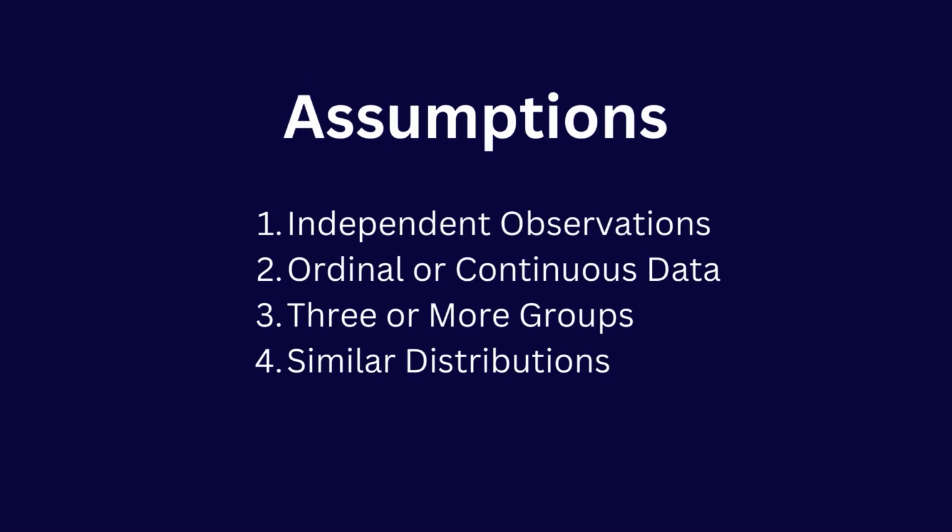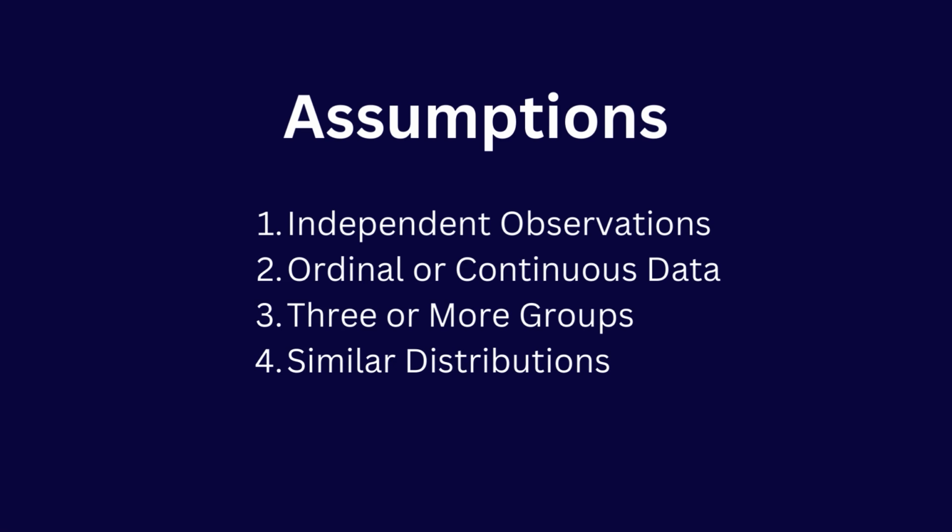These are the assumptions for the Kruskal-Wallis test. First assumption: independent observations. The observation in each group must be independent of each other. Second assumption: ordinal or continuous data. The dependent variable should be measured on an ordinal scale or a continuous scale. Third assumption: 3 or more groups. The test requires 3 or more independent groups for comparison.